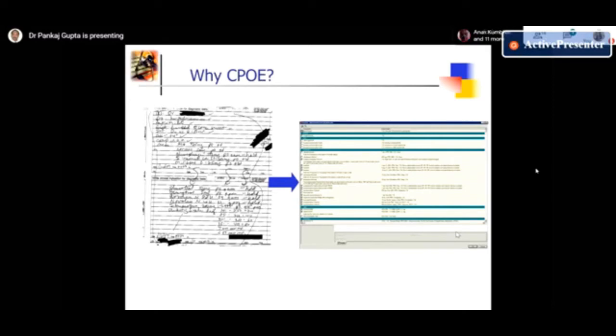CPOE cannot be done. BCMA cannot be done. And if CPOE and BCMA cannot be done, it's a patient safety issue. In the US, 98,000 people were dying because of that before CPOE happened. In India, it's much, much worse. So it's pretty clear why we need to do it.